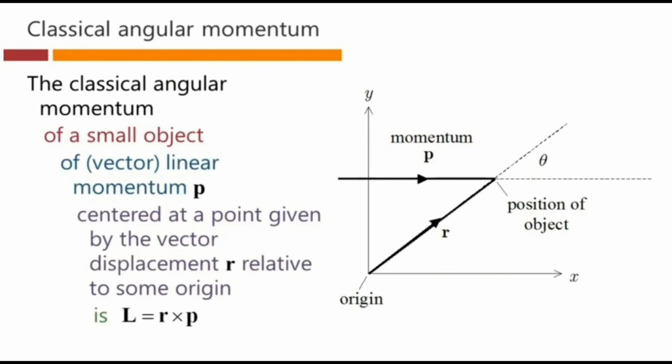So, the classical angular momentum of some small object of linear momentum p, centered at some point that is given by a position vector r relative to the origin. Thus, the formula is the cross product of the position vector and momentum vector, that is L equal to r cross p.